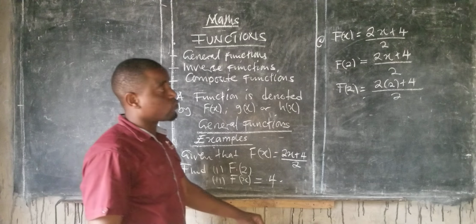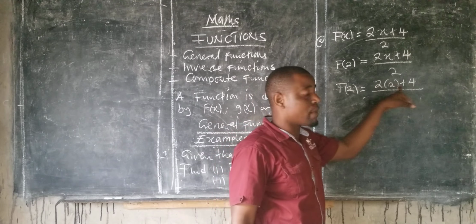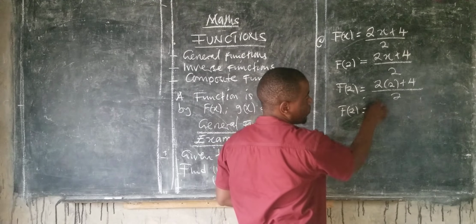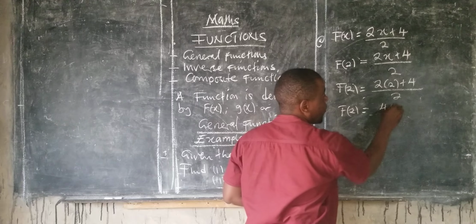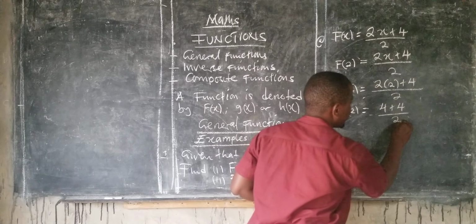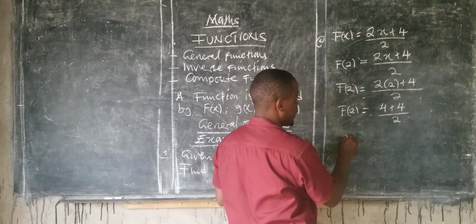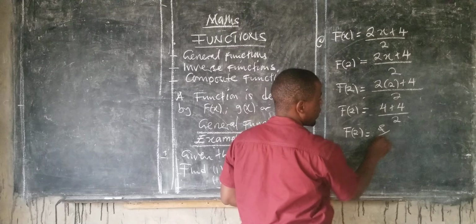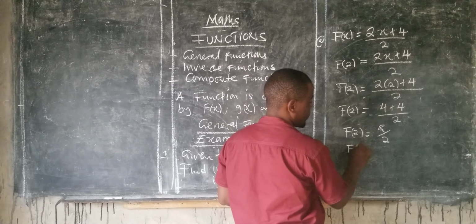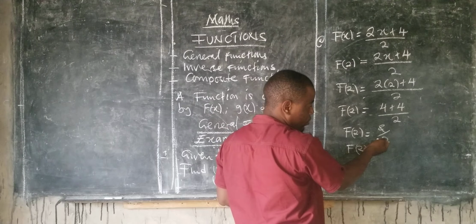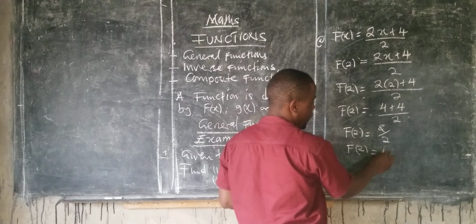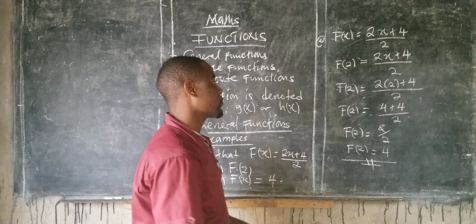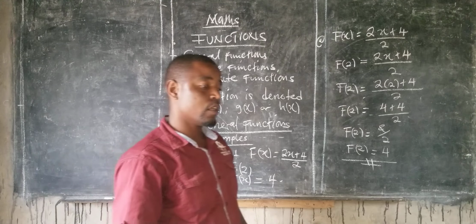At this stage, you first multiply the numbers. 2 times 2 is 4. So f(2) is equal to 4 plus 4 over 2, which is 8 over 2. Then you divide: 2 into 8 is 4. So f(2) is 4. Is there any question? No question.